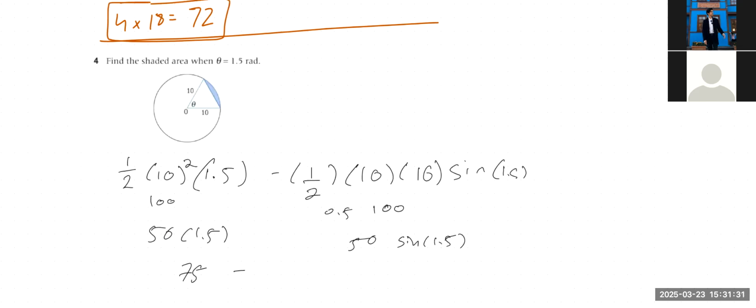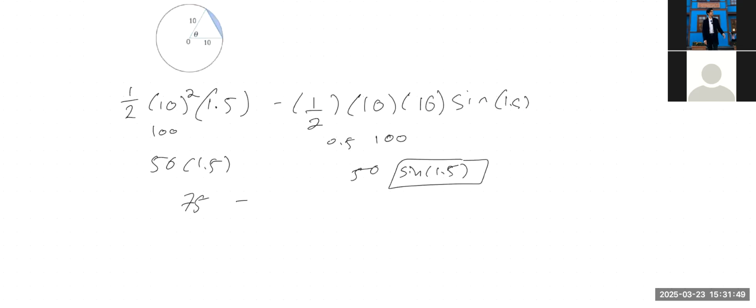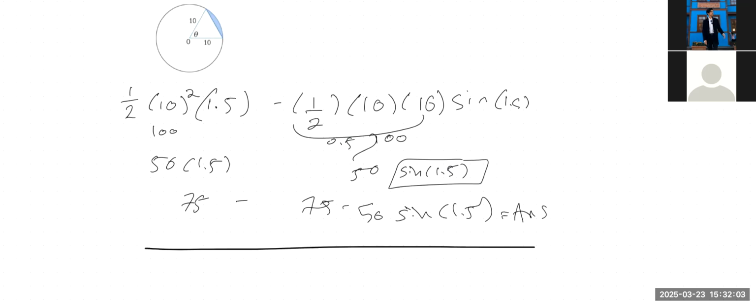Could I solve this manually? If you're an absolute genius, yeah, but I wouldn't be able to. Sine of 1.5, I don't think anyone knows that off the top of their head. But you can use a calculator and just do 50 times that. So this becomes 50 sine 1.5, and then subtract 75 from this to get the answer. And that's the answer. As you can see, not too tough, right?